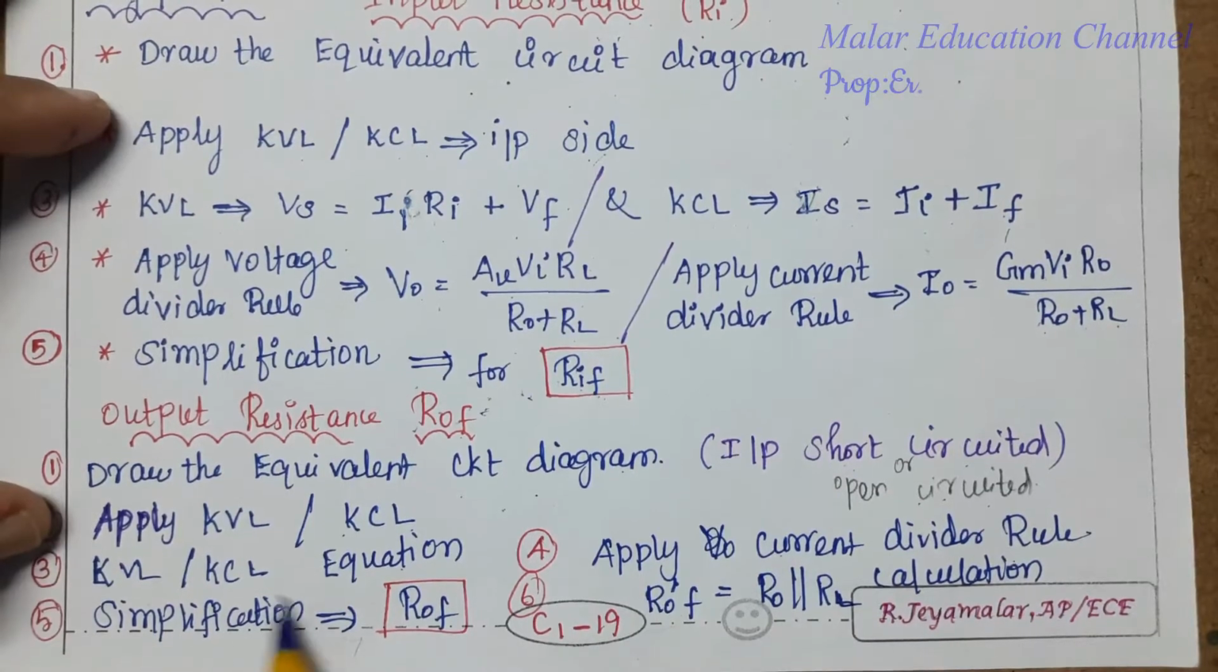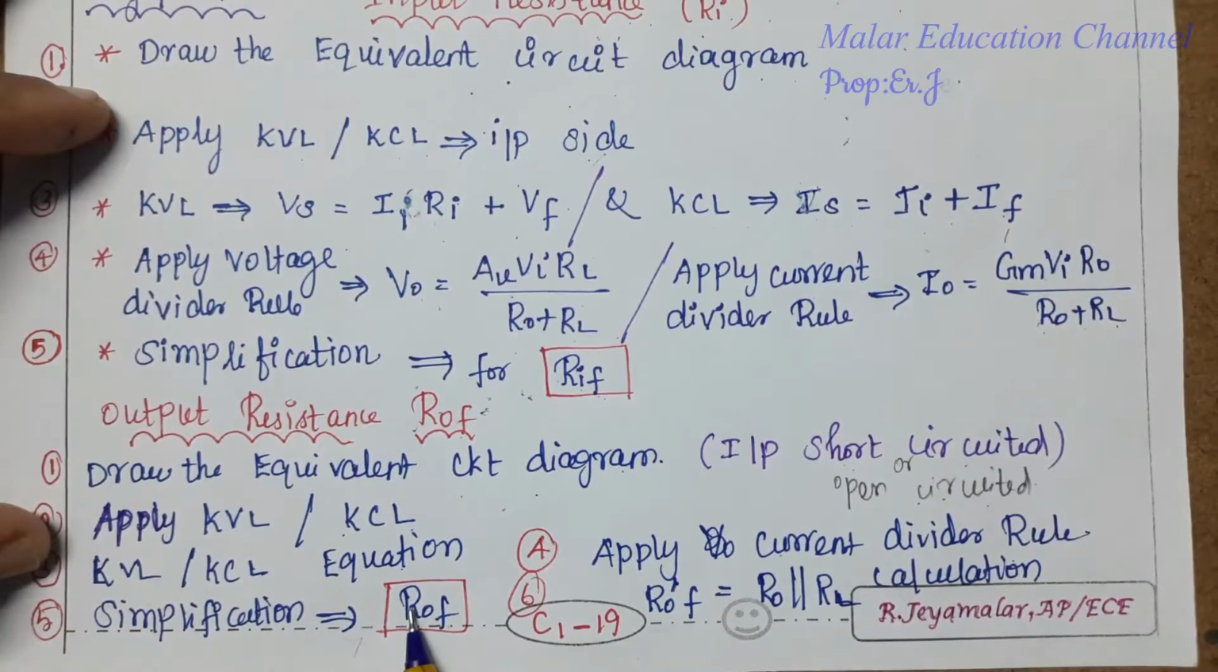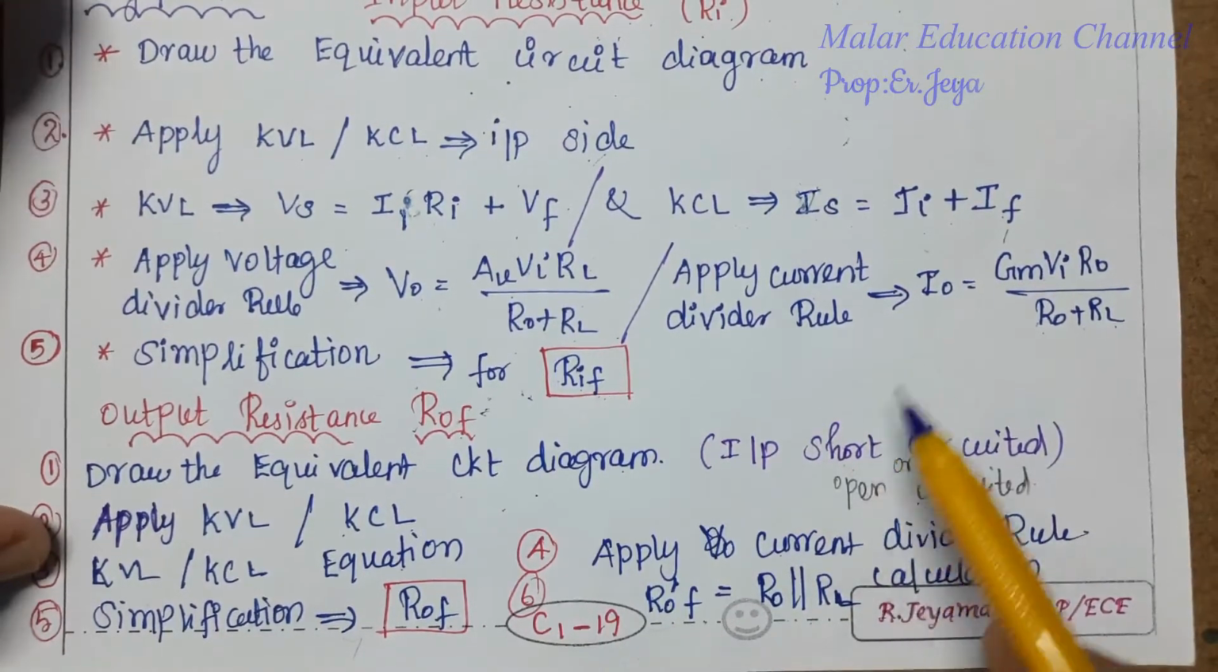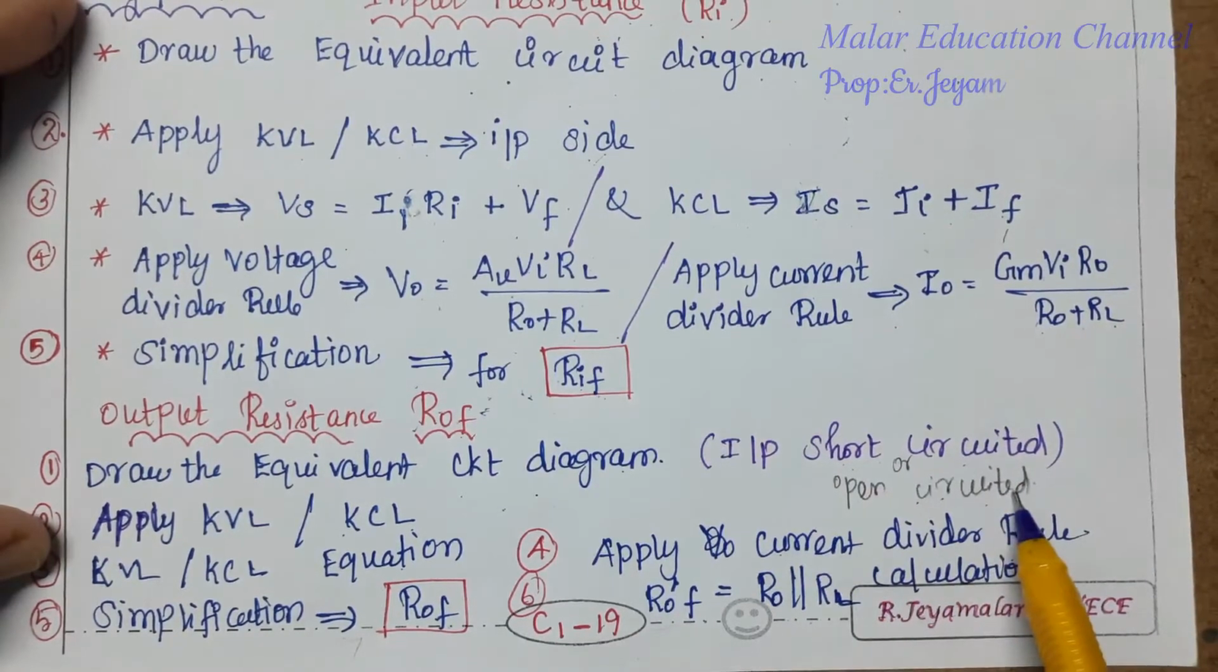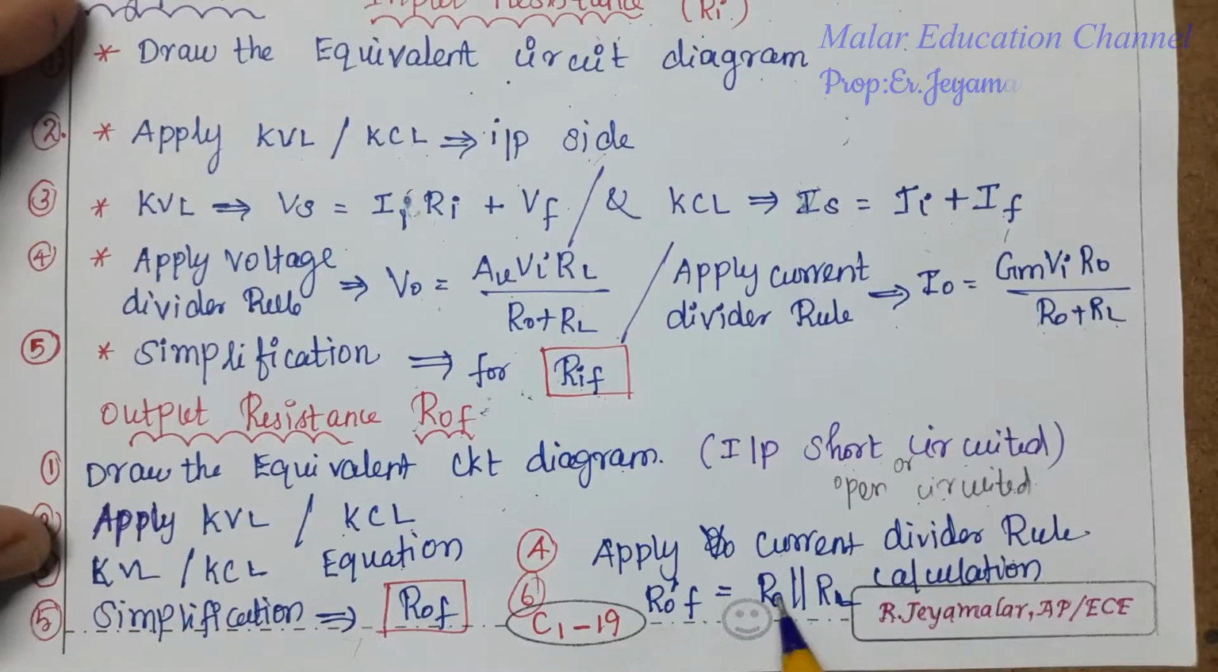Next step, ordinary simplifications. We will get the answer as R0F, that is, the output feedback resistance. The additional step here is the R0' F calculation, which is nothing but the R0 parallel RL simplification. These two are the additional points compared to the input resistance calculation: the input being short circuited or open circuited, and the simple parallel calculation of R0 and RL.